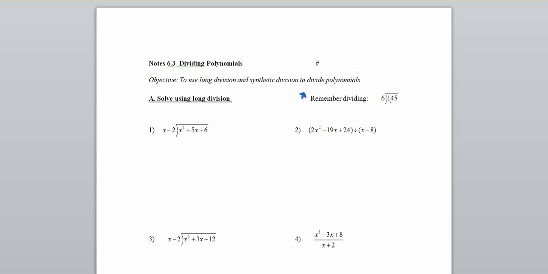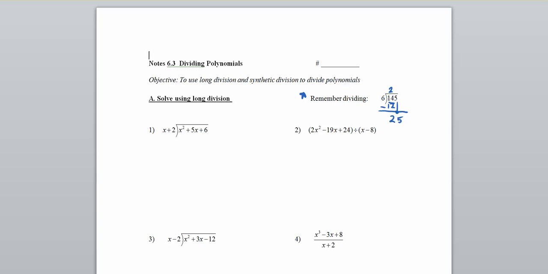We said 6 would go into 145. And in order to do that, you say, hey, 6 doesn't go into 1, but 6 goes into 14. How many times does 6 go into 14? Well, 6 times 2 would give me 12. So I did this number times this number to get this number. Then I drew a line and I subtracted, right? Whatever was underneath, I subtracted. So 14 minus 12 was 2. Then I brought down the next term and I started over again.